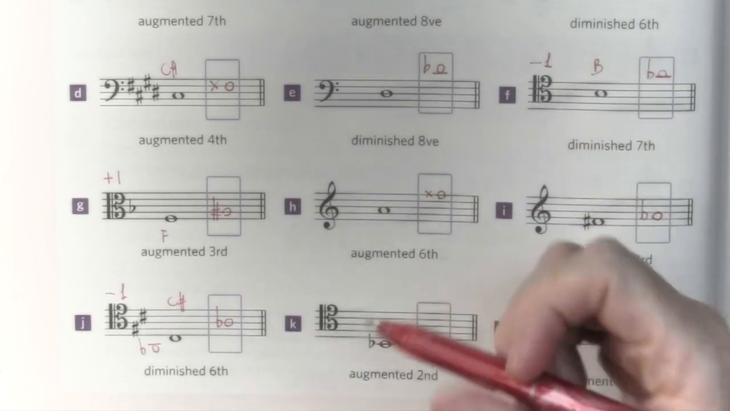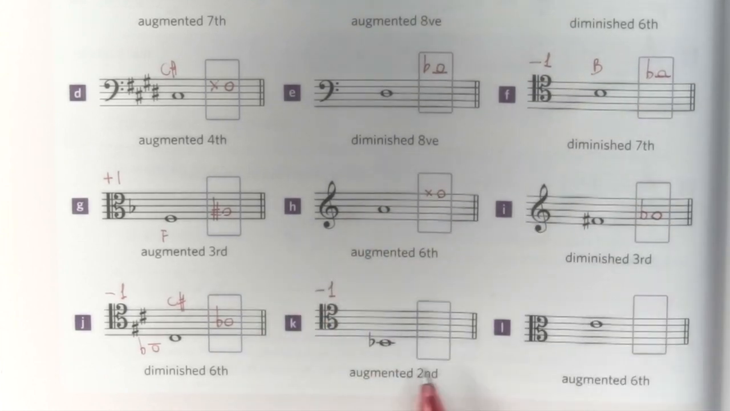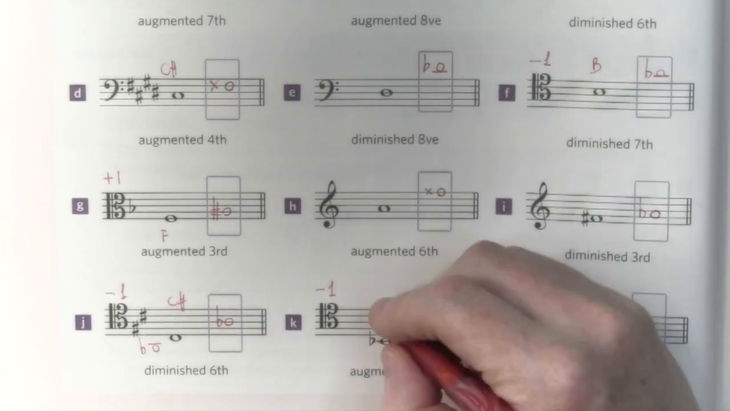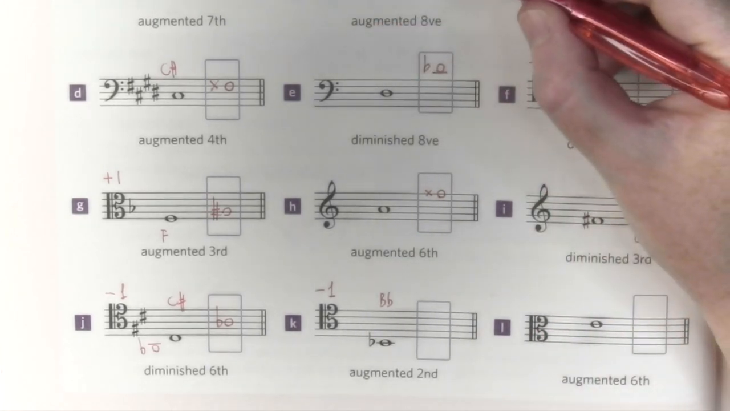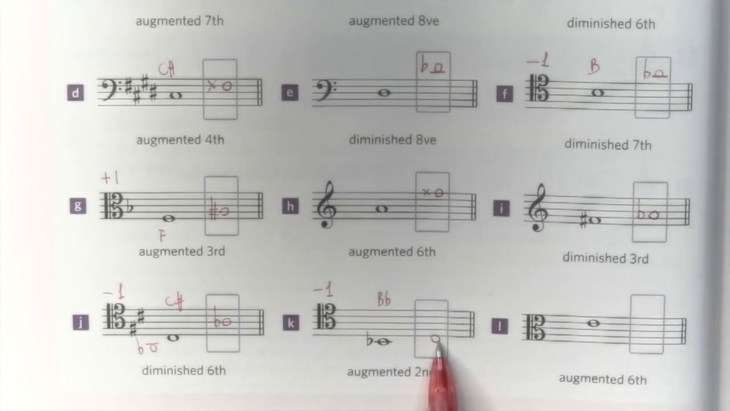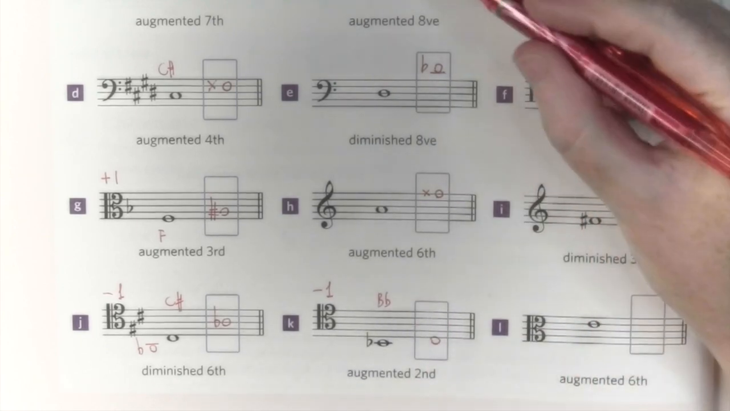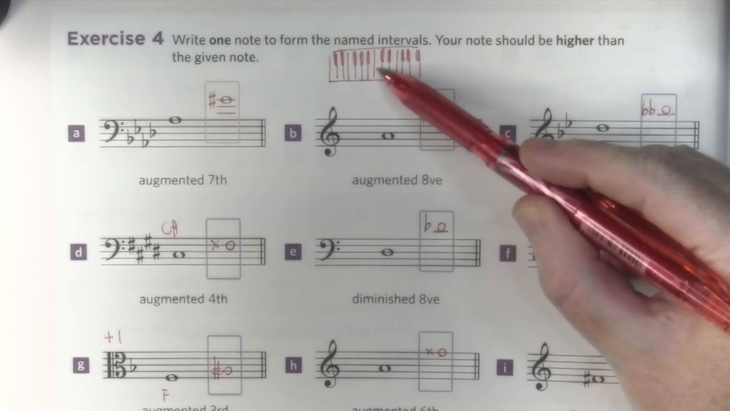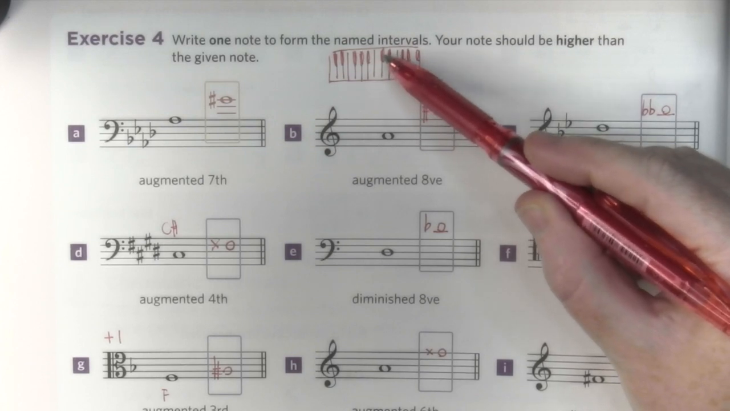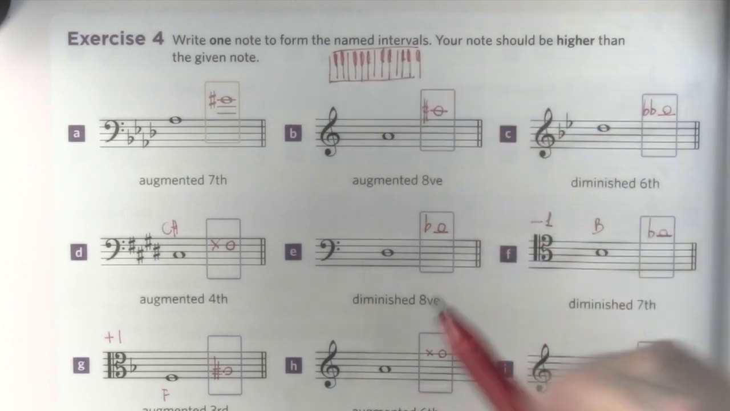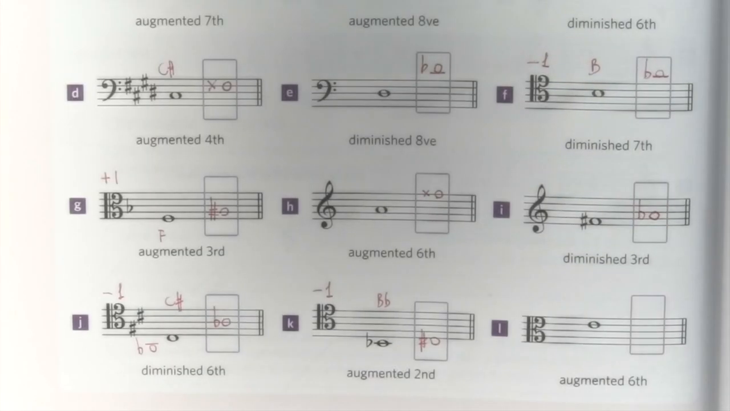Now, tenor clef again, minus one. Do flat, minus one is B flat. Okay, augmented second from B flat. First, the note, B flat, do. Now, B flat, do is a major second. To make it augmented, we need one semitone above, so do sharp. This is it.